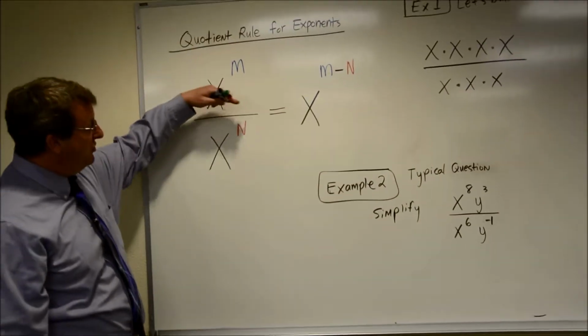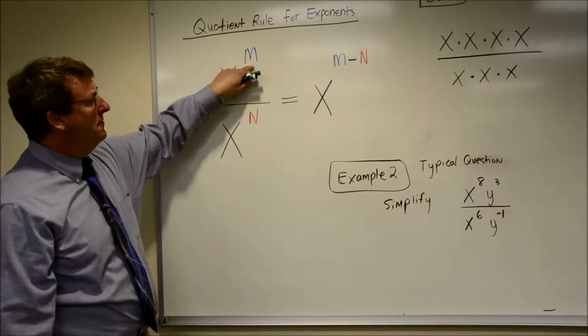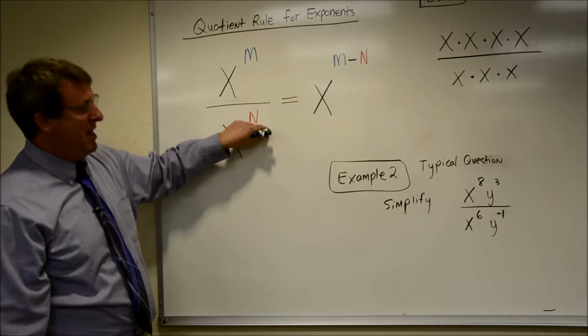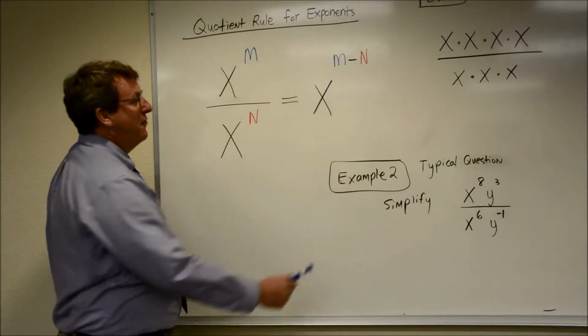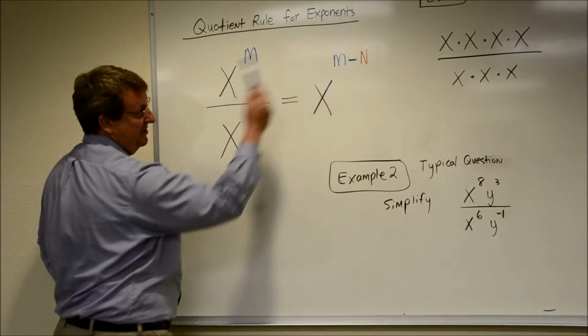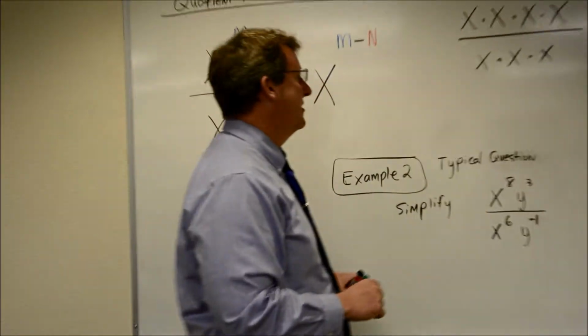Now notice that the numerator has x to the m power. I call it m in bad boy blue. And then in the denominator, it's got the same base x, but raised to the n power in sexy red. So the formula basically says take the top exponent, subtract the bottom exponent. And you can simplify a division situation with exponents.